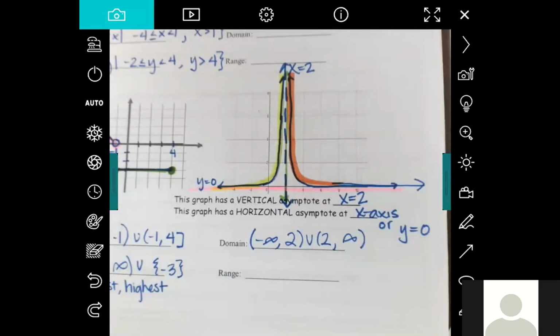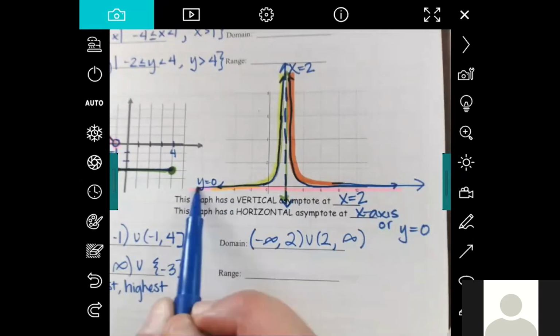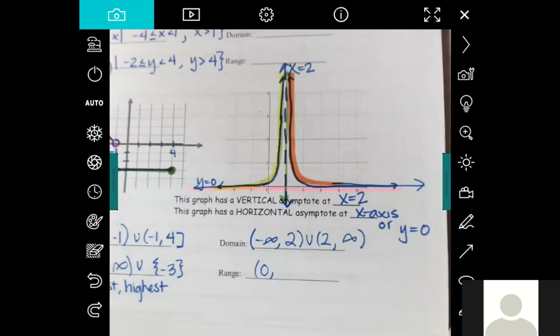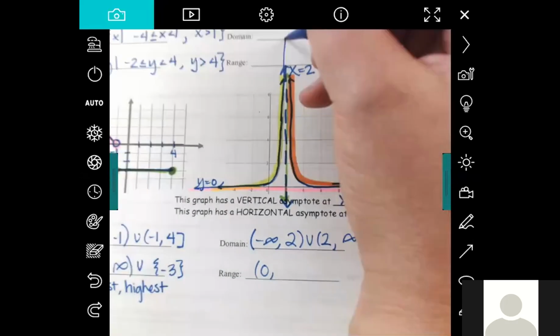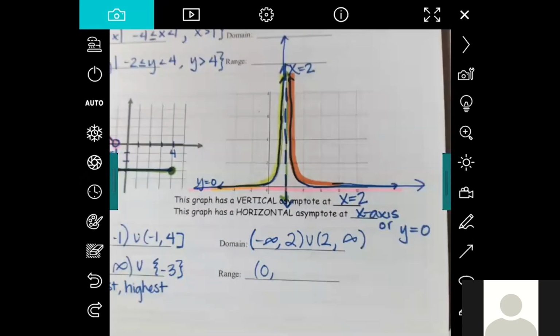Okay, now for your range. Let's do the yellow side first. What is the lowest that my yellow side can go until it gets to that line that it's not allowed to cross? How low can it go towards this pink line? Well, that's going to be 0. And then I'm putting a parenthesis on it because I can never touch it, right? I can get really close to 0, but I can only put a closed dot if I actually get there. Can't ever get to 0 because it's an asymptote. Okay, and then for my highest, remember it's always lowest then highest. My highest, this is going up forever and ever. So that would be infinity.